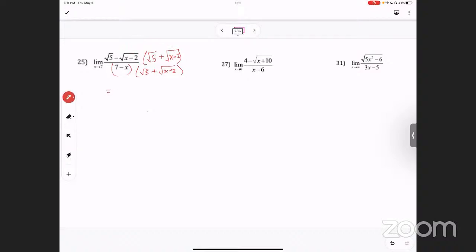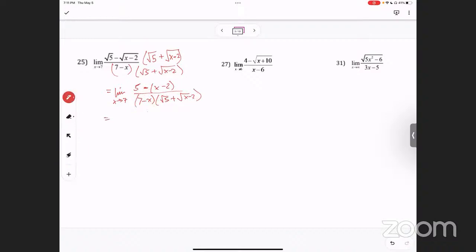So again, it's the limit as x goes to 7. The numerator is going to be 5 minus (x minus 2). Don't forget to put parentheses around that, so you distribute the negative. And then in the denominator, we're going to have 7 minus x, which is going to cancel out in just a second, times root 5 plus root x minus 2. Don't distribute this in, but you do have to distribute that negative in.